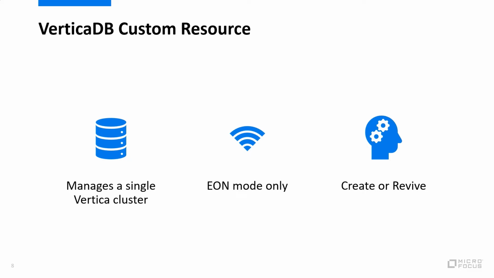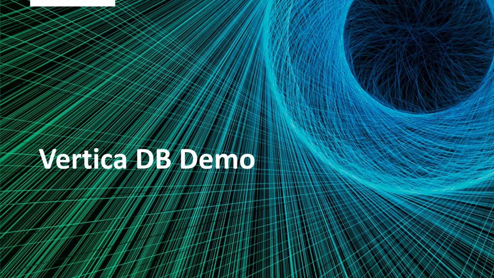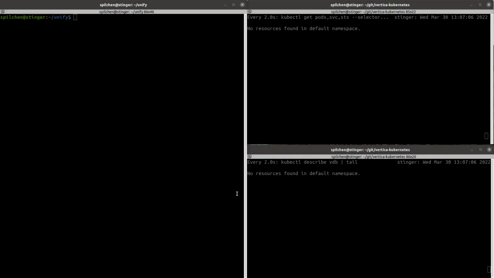Rather than take you through each field we have in the custom resource, I'm going to do a simple demo to show how easy it is to get up and running in Kubernetes. Okay, so I'm going to show you just basically a brief introduction to our VerticaDB custom resource. I'm just going to show an example of reviving an existing database and seeing how it's run in Kubernetes.